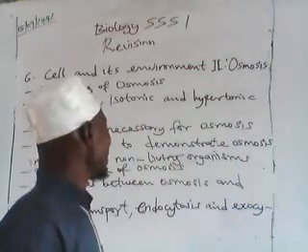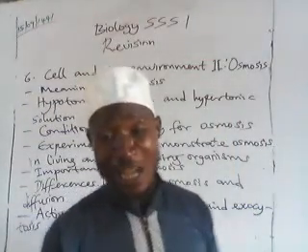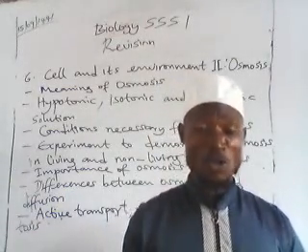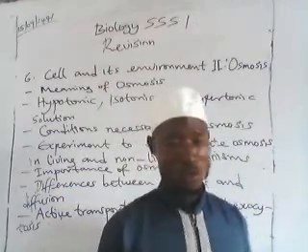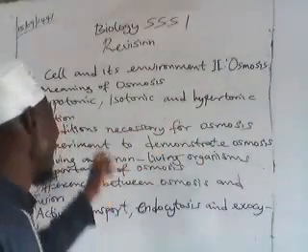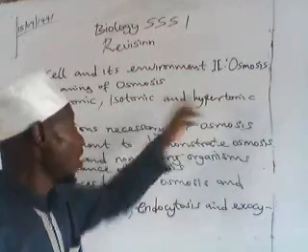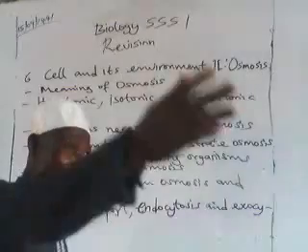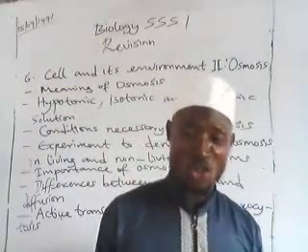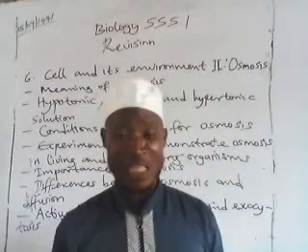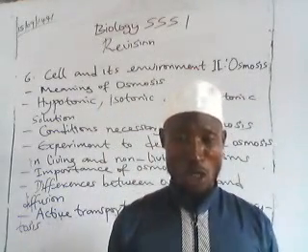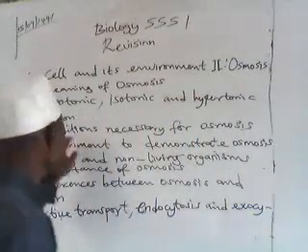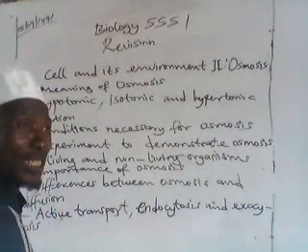Then isotonic solution, that is the solution in which the concentration is neither high nor low. An example of an isotonic solution is blood. And I also gave you the meaning of hypertonic solution. Go and read the meaning of hypertonic solution also. What is hyper? We mean high concentration, a solution of high concentration. Examples of such solutions are salt solution and sugar solution.